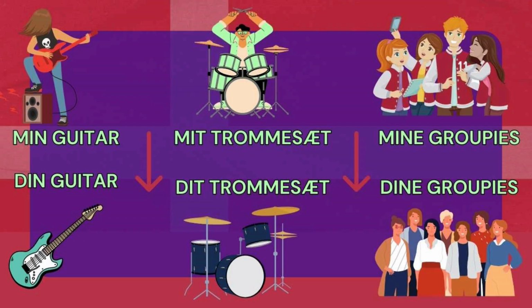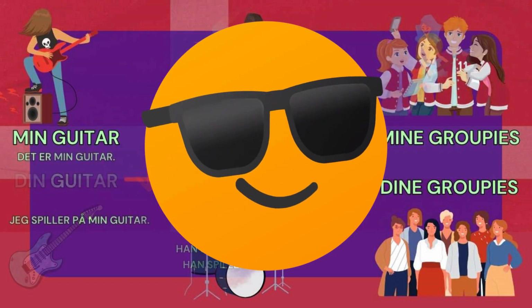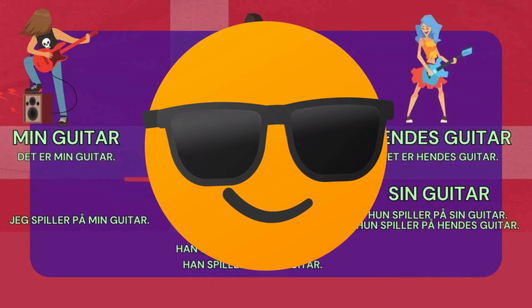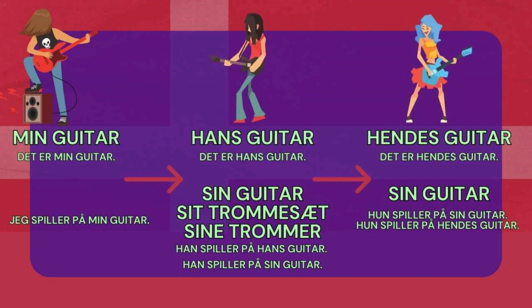Mine groupies, dine groupies. Next slide, we have a little bit more with this possessive pronoun stuff, because there are two ways to say his guitar. You could say hans guitar, or you could say sin guitar. Let's break it down. So we have min guitar, my guitar. Det er min guitar, it's my guitar.